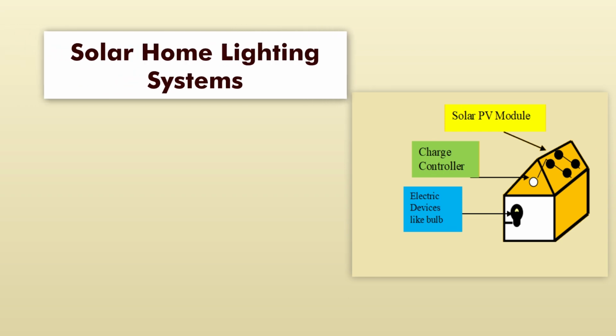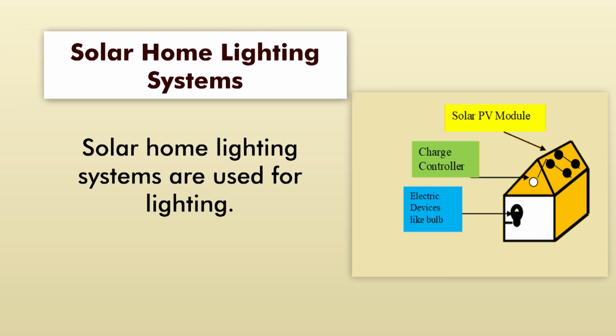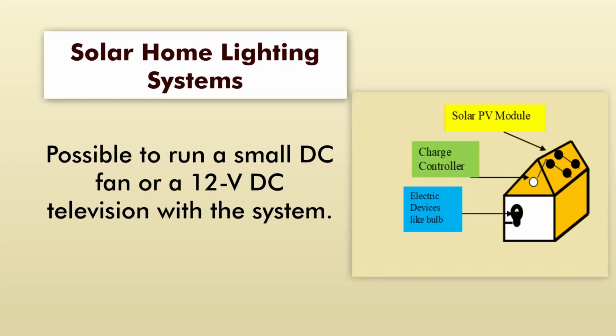Now we will discuss the solar home lighting system. Solar home lighting systems are used for lighting and other uses whenever required. These systems are useful in non-electrified rural areas and as a reliable emergency lighting system for important domestic, small commercial and industrial applications. It is also possible to run a small DC fan or a 12 volt DC television with the system.